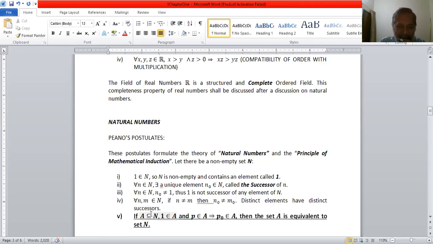So I mentioned here that these postulates formulate the theory of natural numbers and the principle of mathematical induction. हमने इस प्रिंसिपल की लैंग्वेज डेवलप करने के लिए ये सारी टर्मिनोलॉजीज इंट्रोड्यूस की. ये वो कॉन्सेप्ट्स हैं जो हमारे पास नेचुरली मौजूद हैं. तो भाई नेचुरल नंबर कहाँ से शुरू होते हैं? 1 से शुरू होते हैं.